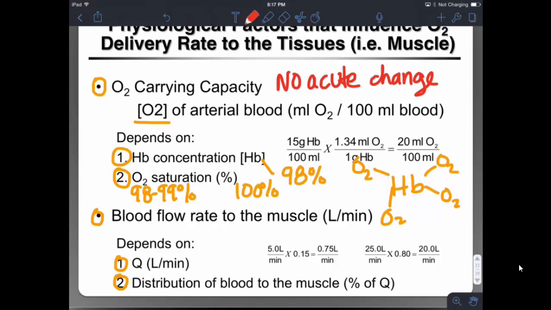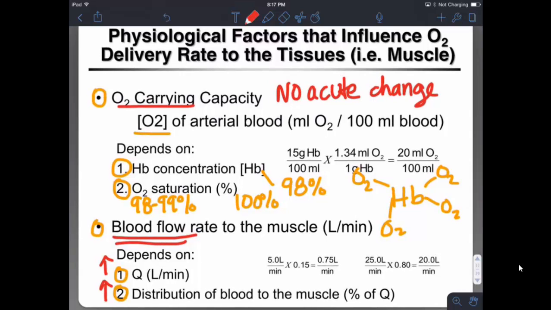But what we find is that the blood flow rate to the muscle increases during exercise because both cardiac output increases and the distribution of that cardiac output to the muscle increases. And together, the blood flow rate and the amount of oxygen in the blood determine the delivery rate, the oxygen delivery rate to the tissues or to the muscle.